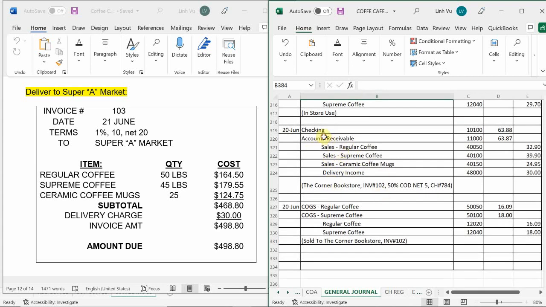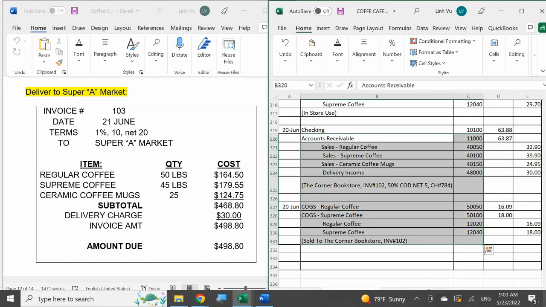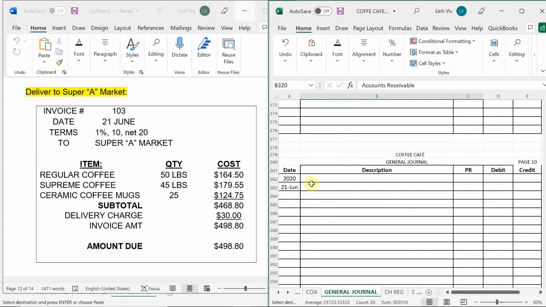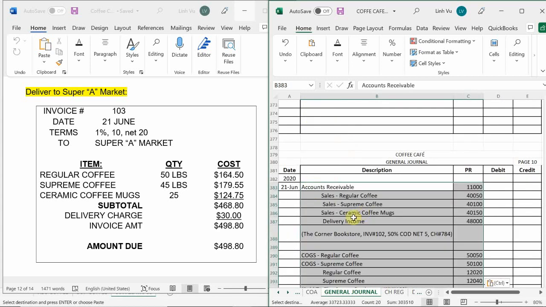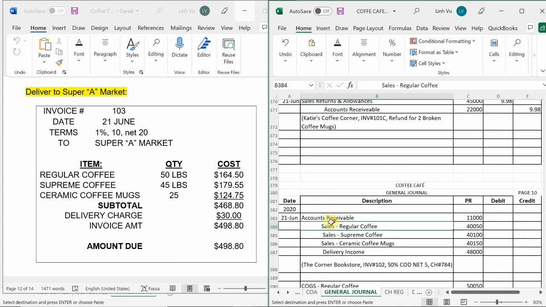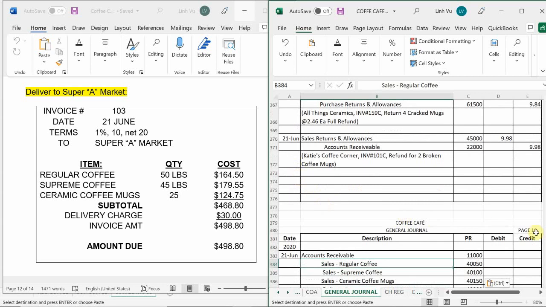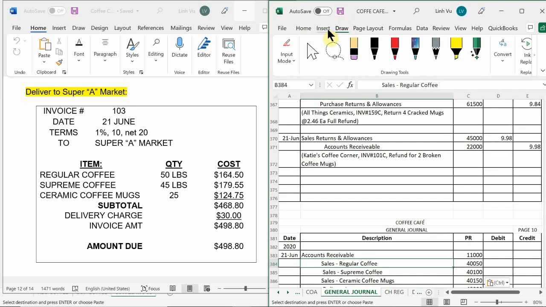Now, in this case, we're going to copy all of this. There's no space for us in the bottom of page 9. So we can start page 10 here with an accounts receivable, sales regular coffee, sales supreme coffee, ceramic coffee mugs, and the delivery charge. Now all we have to do is just fix whatever we have to fix here. Now in this case, this right here is definitely room for a transaction that someone can fraud us for, right? So we need to prevent that by drawing a line in our books.